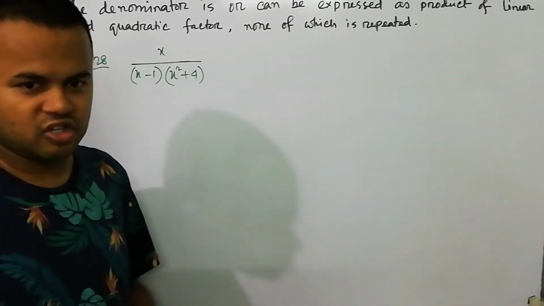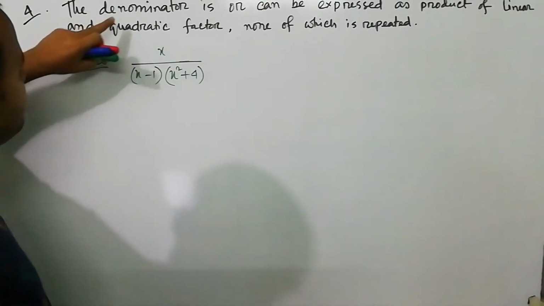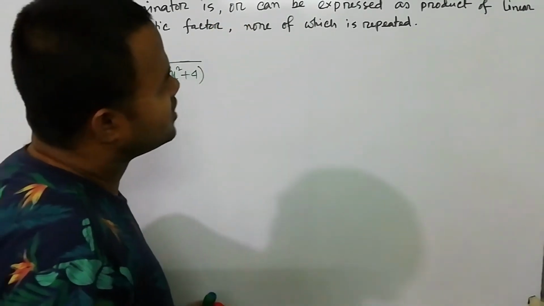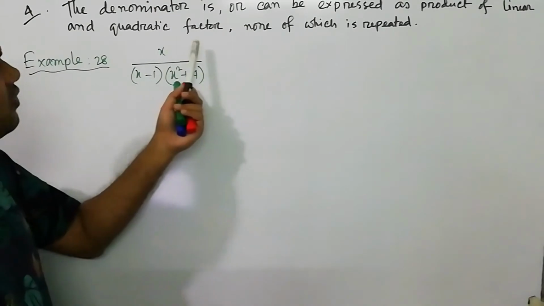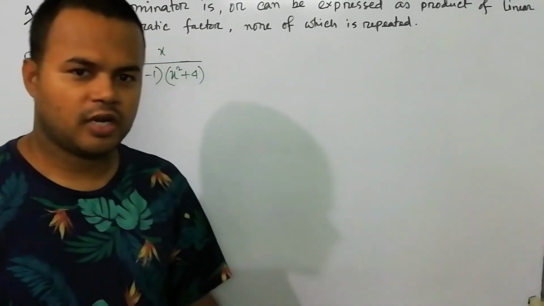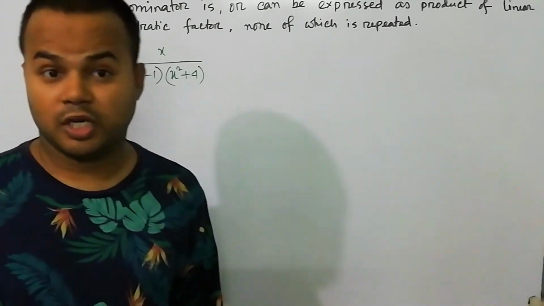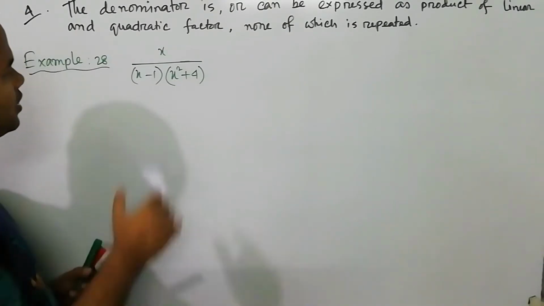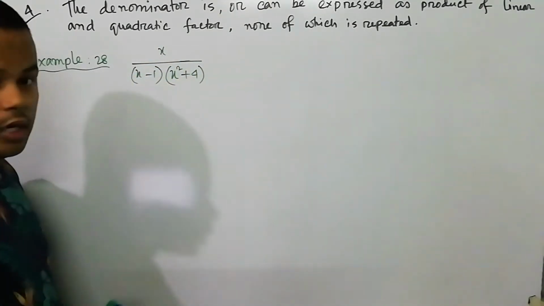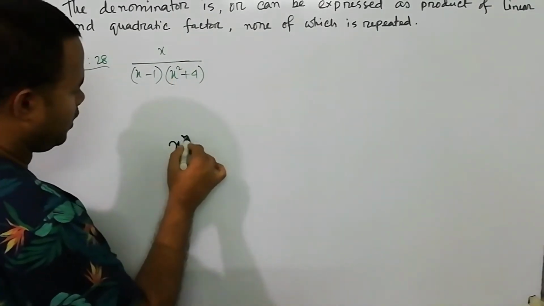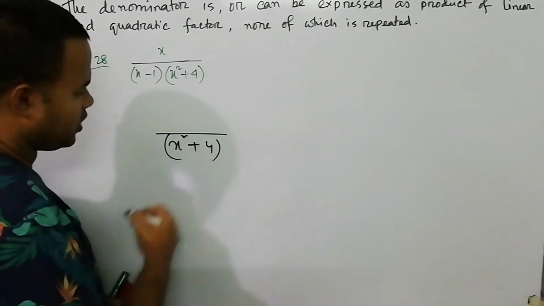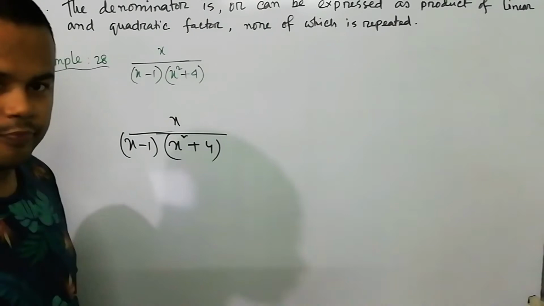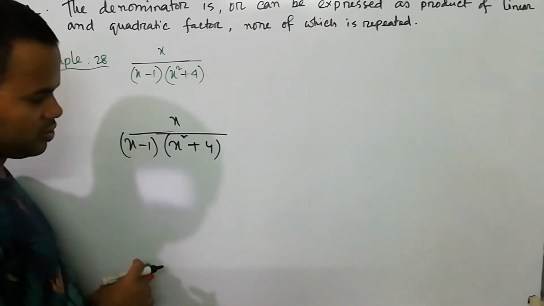Now I will discuss type 4, that is, where the denominator can be expressed as a product of linear and quadratic factors, none of which is repeated, and the fifth type is where some of them are repeated. Here we have an example, number 28, that is x by x minus 1 and x square plus 4. Here we have a quadratic factor, x square plus 4, and the linear factor x minus 1, and none of which is repeated.